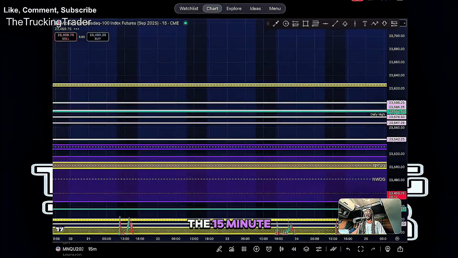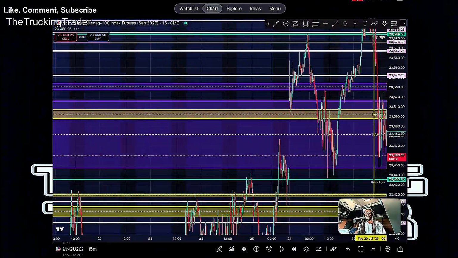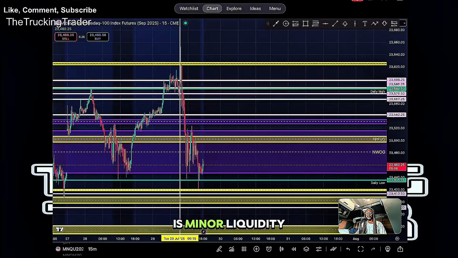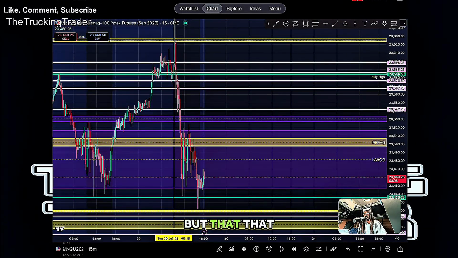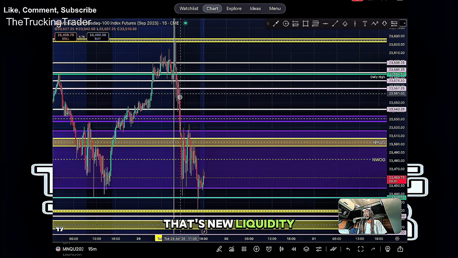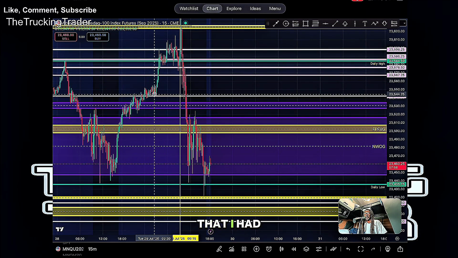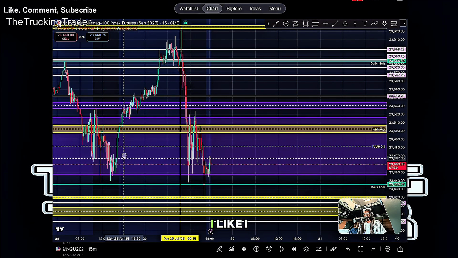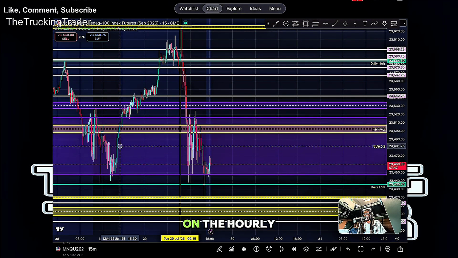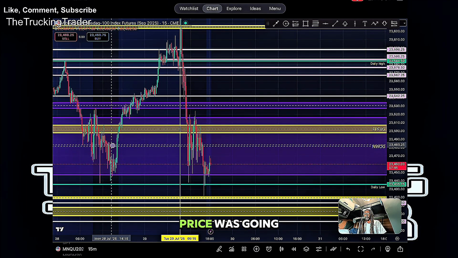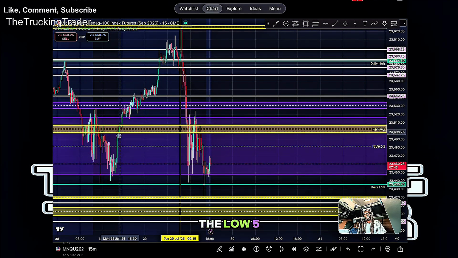Let me take you guys to the 15-minute, because these pink lines that you see on my chart are minor liquidity areas, but that wasn't the liquidity I had marked on my chart in the beginning. That's new liquidity that I'm going to be looking for later on in the week, right? But the liquidity that I had on my chart for this morning was this little low right here. I had this low, I had this low, and like I said on the hourly, there was a gap in here on the hourly. I was trying to see if price was going to go to like the low 500s, which is right down here, right?